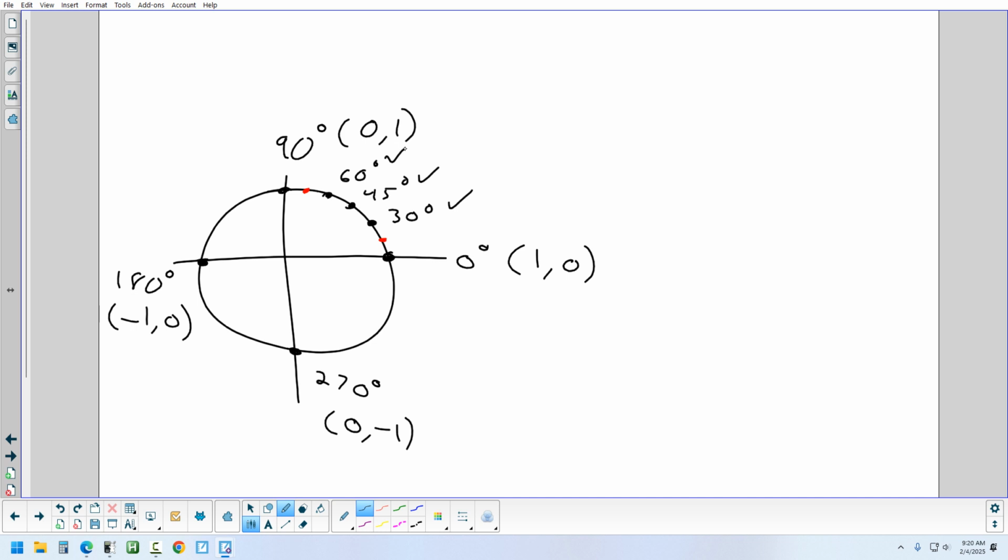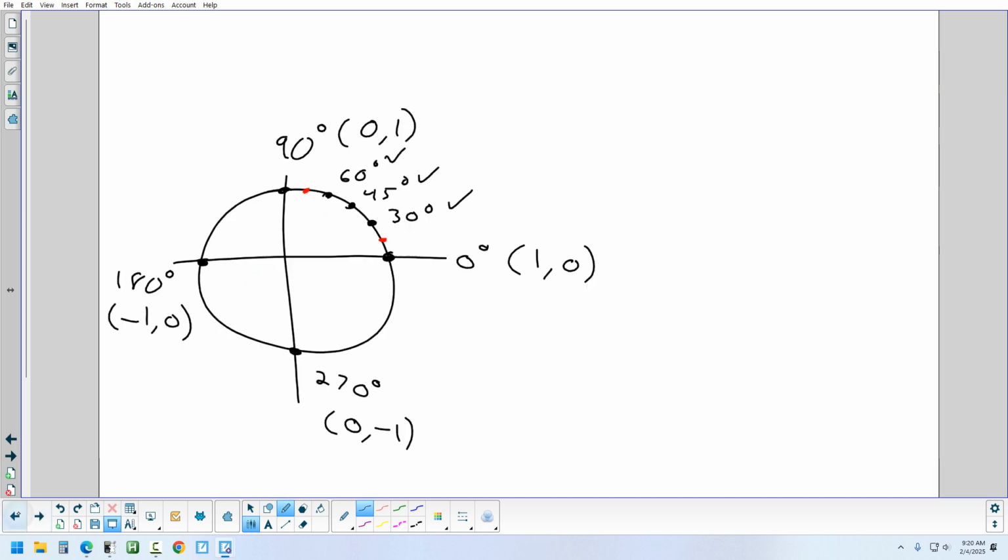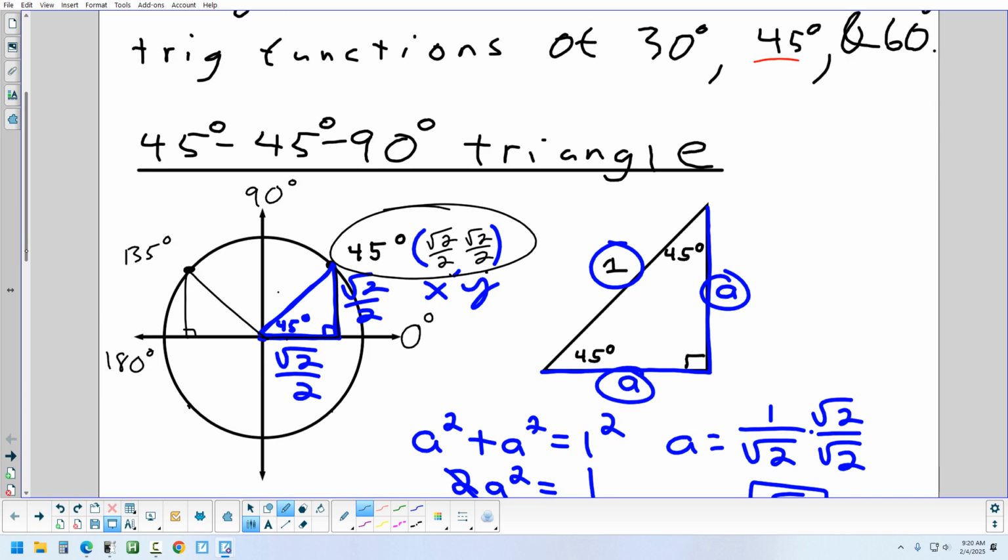Because the only difference between the coordinates in these other quadrants is either the x is negative, the y is negative, or both the x and the y are negative. So those are the three coordinates you have to remember: 1/2, comma, root 3/2; root 3/2, comma, 1/2; and root 2/2, comma, root 2/2. Those are the only ones, and even tomorrow, we're not going to be learning any other new coordinates besides those. They're just going to have negatives in front of them.